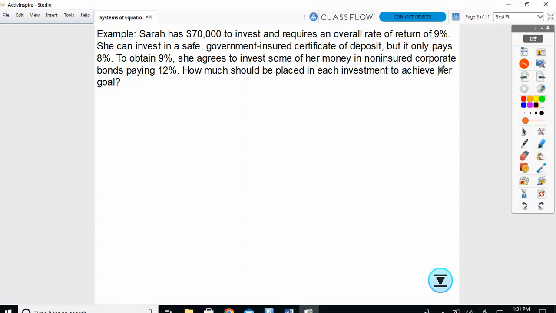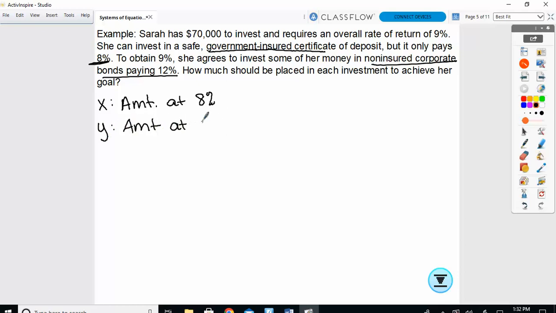What are my two investments? The government-insured certificate of deposit that pays 8%, and the bond paying 12%. So I'm going to say x would be the amount at 8% and y could be the amount at 12%. Right, can anybody figure out what one of these equations might be?